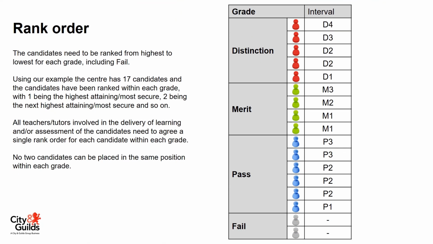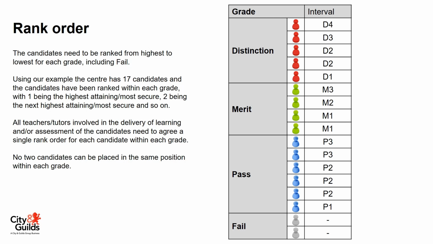Finally, the candidates need to be ranked from highest to lowest for each grade, including fail. Remember, this is only one example of how to approach this task. Some centres may choose to order candidates first before assigning grades and grade intervals. This is perfectly acceptable as long as the information is provided in the correct format to City and Guilds.